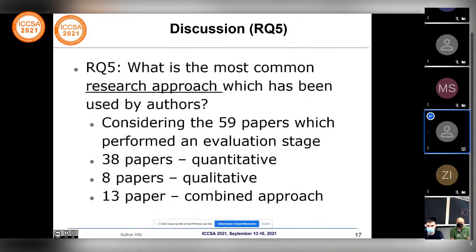And finally, research question 5 is interested in the research approach. Considering the 59 papers which performed an evaluation process, we found a quantitative, qualitative, and combined evaluation. 38 papers used a quantitative evaluation, 8 papers implemented a qualitative evaluation, and 13 papers combined qualitative and quantitative approaches.